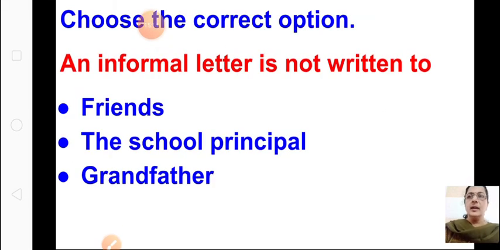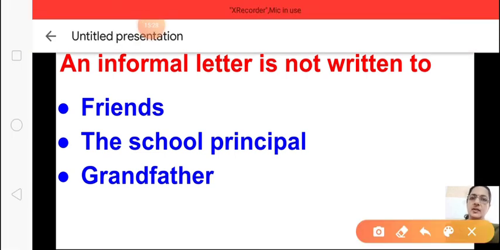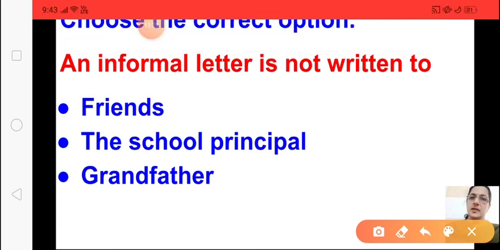Okay. Choose the correct option from this. An informal letter is not written to whom? Read the question properly. Is not written to friends. Is it written? Yes. School principal, grandfather. To whom do you write an informal letter? You write to your grandfather, you write to friends, but you don't write to the school principal. So the answer will be the school principal. So you have to click on school principal.